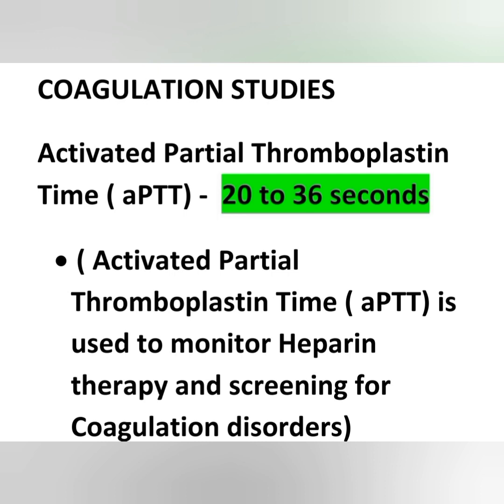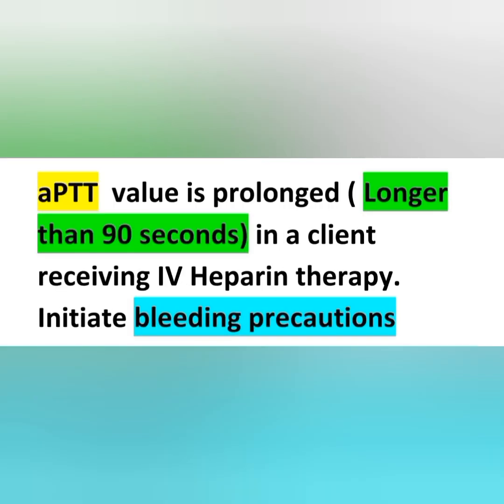And if the APTT value is prolonged, longer than 90 seconds in a patient receiving IV heparin, initiate bleeding precautions. If the patient is receiving heparin therapy, we have to monitor the activated partial thromboplastin time. If the value is longer than 90 seconds, the client is at risk for bleeding, so we have to take bleeding precautions.